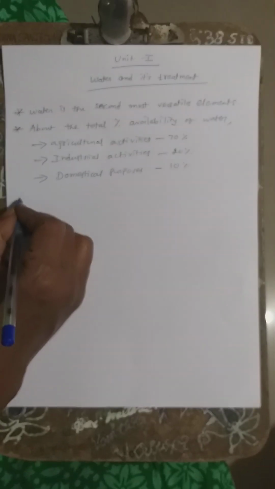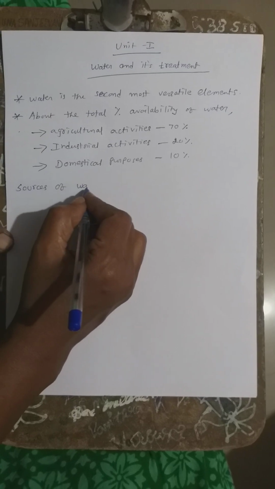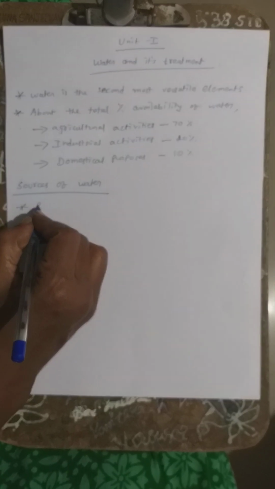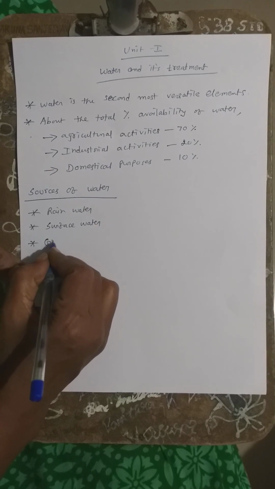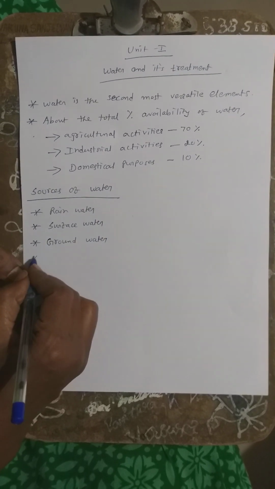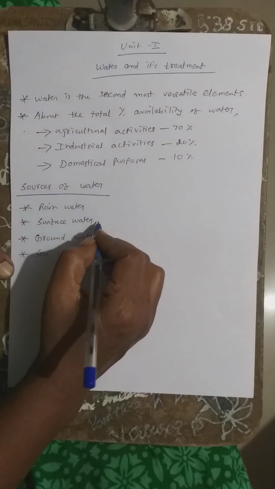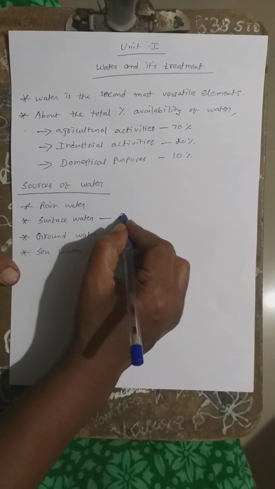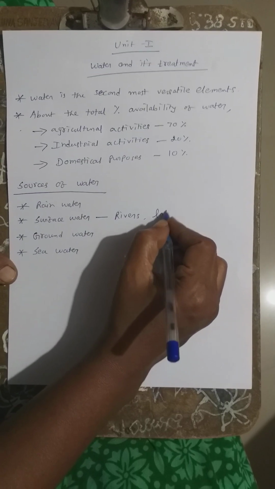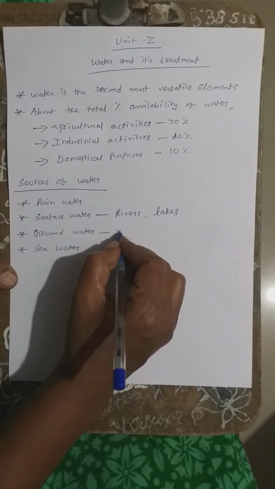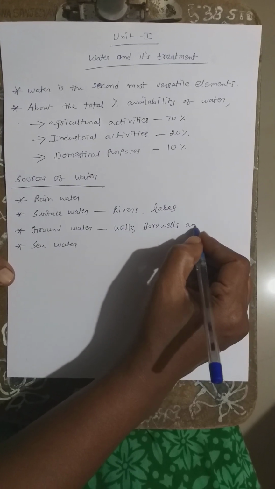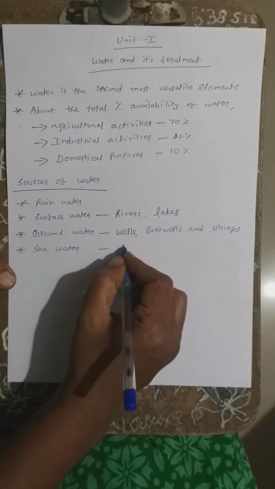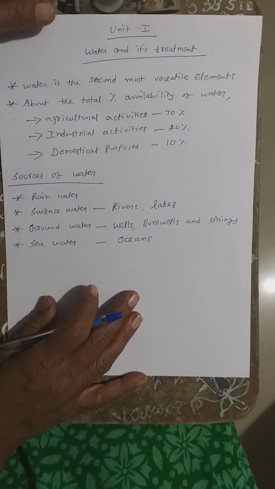Coming to the various sources of water, the different sources of water are rainwater, surface water, groundwater, and seawater. Under surface water, rivers and lakes are considered to be surface water. Groundwater is well, bore well, and springs. Seawater is found in oceans. These are the different sources of water.